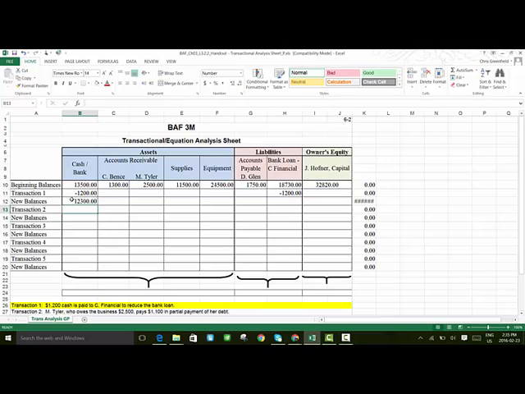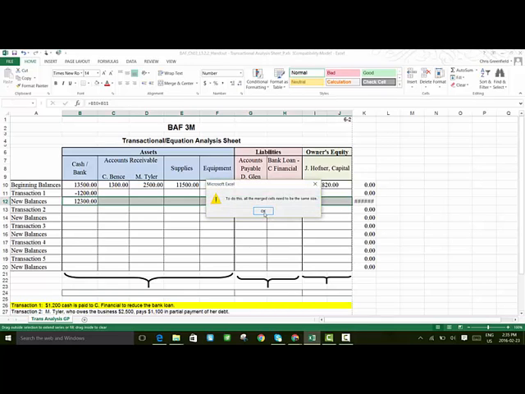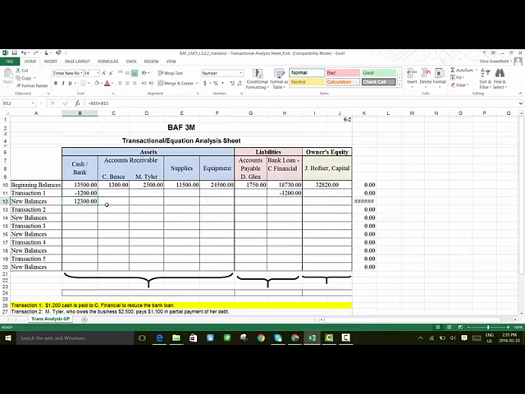Okay? So you'll know it's 13,500 minus the 1,200 equals 12,300. So it's reduced by 1,200. Then again, we're just going to drag this all the way over here like that. And we have an error message.